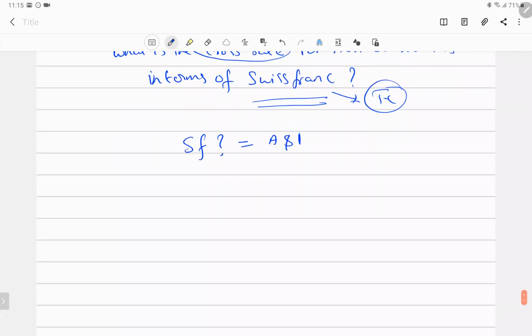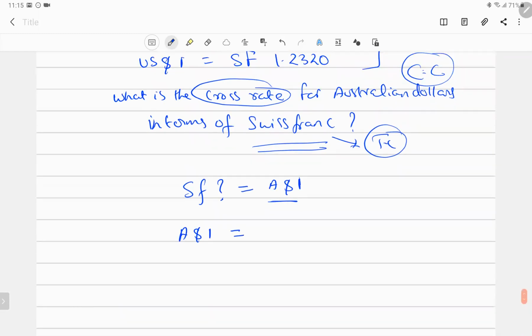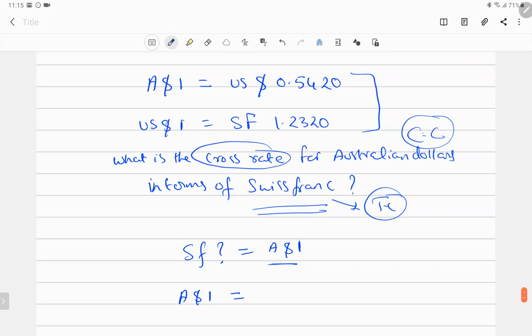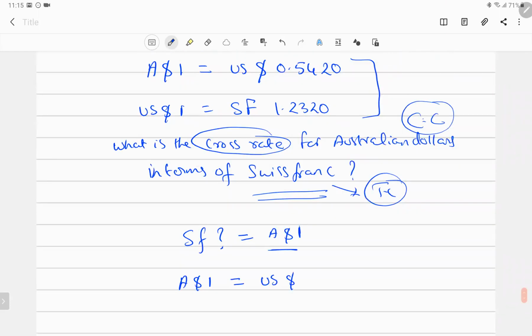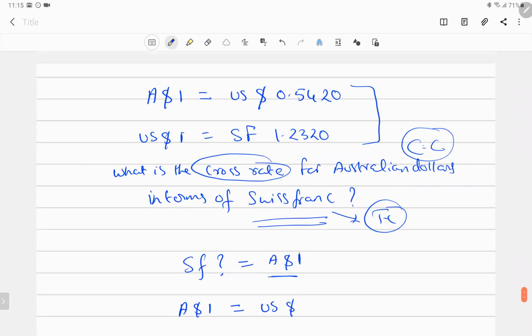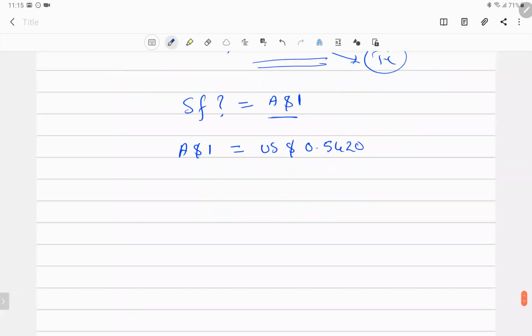Then the second thing, again, from this is your commodity currency. For this commodity currency, once again you have to ask the question, what will be the 1 Australian dollar equal to? Whatever is given, you can check. They are given 1 Australian dollar is US dollar 0.5420.